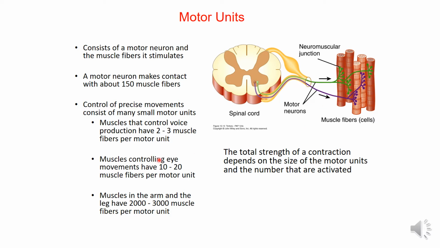According to the type of contraction produced by the muscle, if it is producing a scaled movement, in this condition the motor neuron is supplying a small number of muscle fibers. If the muscle, like the biceps or the quadriceps or the gastrocnemius, is going to produce gross movement, in this condition the motor neuron will supply a huge number of muscle fibers. The total strength of contraction depends on the size of the motor unit and the number that are activated. That means that the degree of tension or the force of contraction produced by the muscle is dependent on the size of the motor units and the number that are activated.